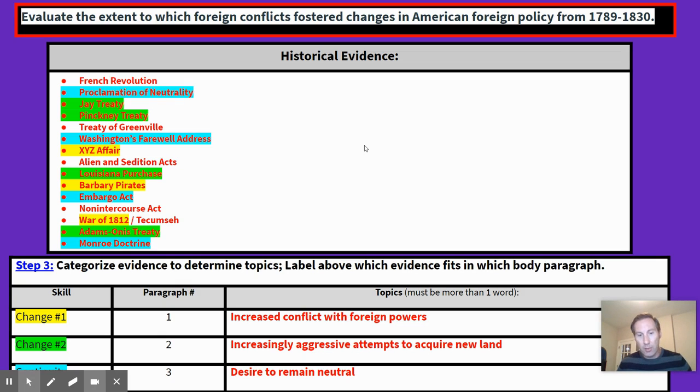And then, of course, the continuity is that throughout this entire time period, America is trying to remain neutral, trying to do what they can to avoid foreign entanglements and foreign alliances. But obviously, knowing the chronology allows me to see those changes, because that's what I have to argue in a continuity and change over time essay. I have to argue for a change or an evolution over time within my body paragraphs. Otherwise, it's just a cause and effect relationship: oh, this happened, now this is different.